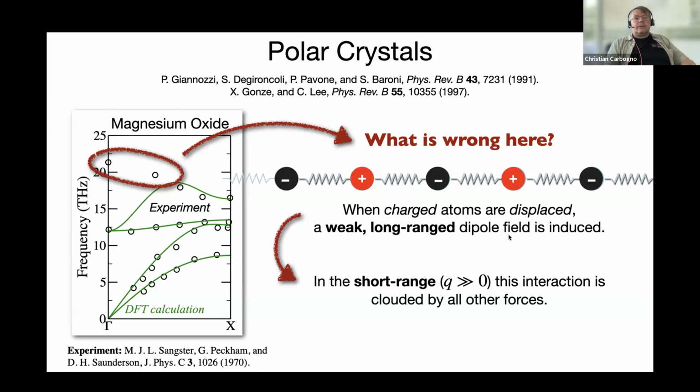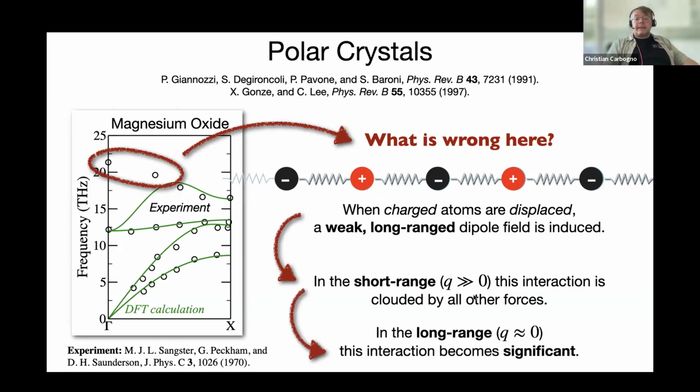And this is a little bit problematic because it is a long-ranged field. In DFT calculations, where you essentially use a small unit cell or a small supercell, this is clouded by all other forces and is not actually included, because you cannot include such a long-ranged field that breaks the symmetry. But in the real case, when all other forces have decayed, in the long range this interaction becomes significant and noticeable. So we have to find a way to account for these interactions.